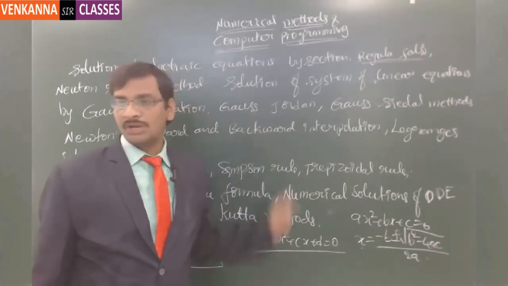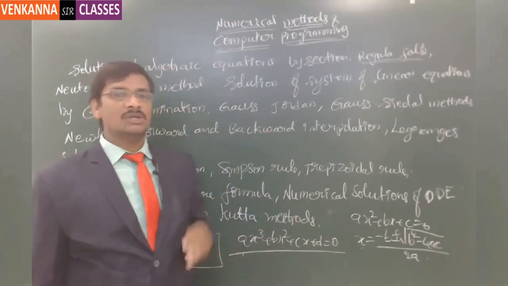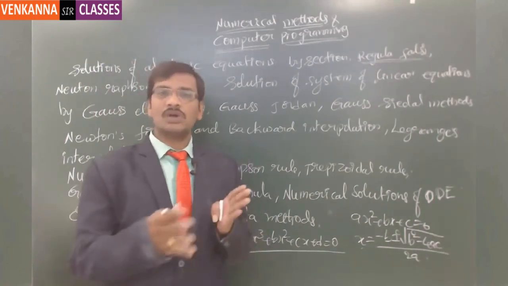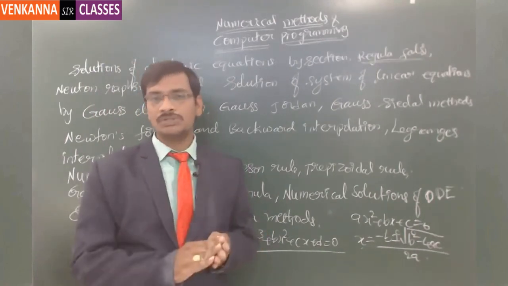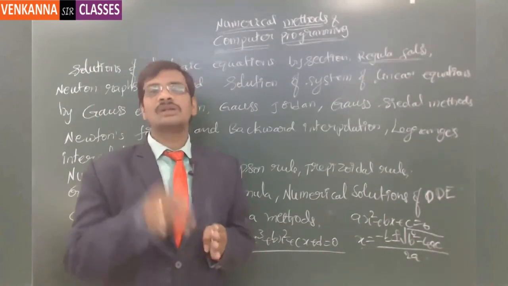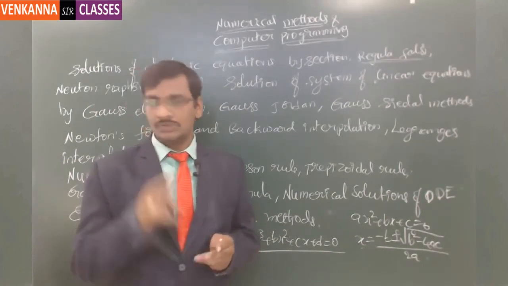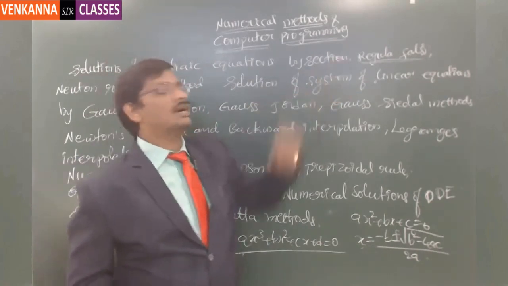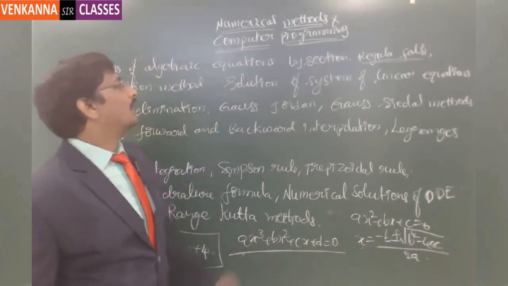So in all the numerical methods, what we are trying to do is assume the initial solution randomly, then find out the error, and then approach a method which will reduce that error. There are different kinds of methods available. So this one is the false position method, and the other is the bisection method.